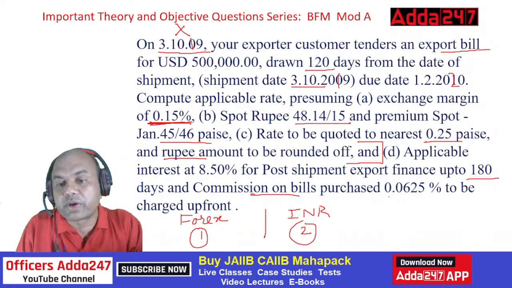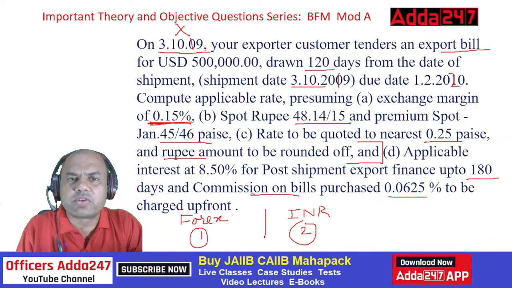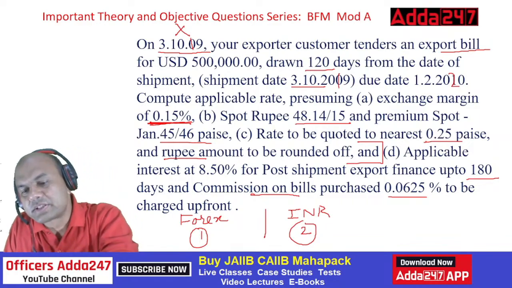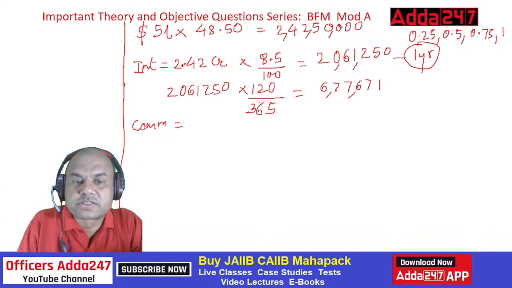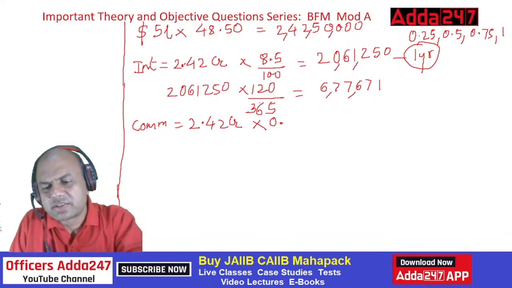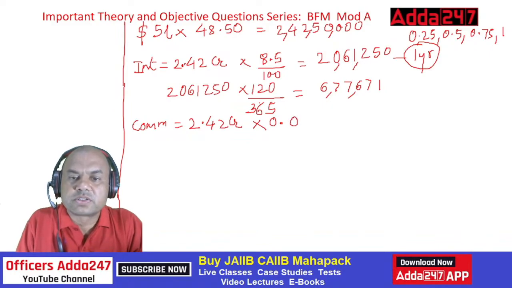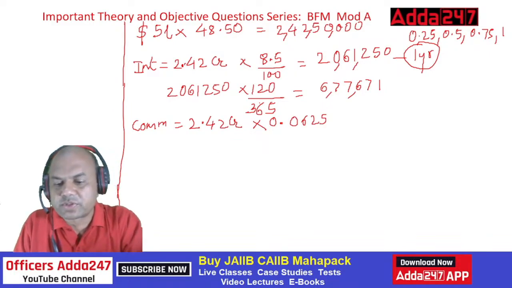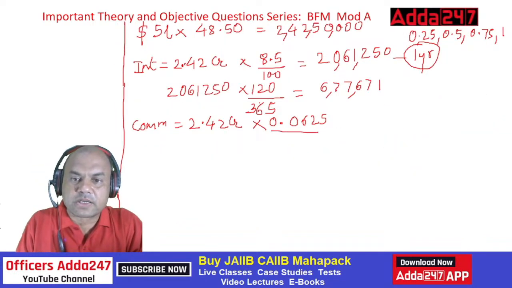Commission is given as what? 0.0625%. So this is to be charged upfront. This is nothing per annum, 120 days, nothing. It is flat. So commission will be 0.0625%. So let's write a commission also. Commission equals to this same amount again, 2.42 crores into 0.0625, right? This was the commission. 0.0625 upon 100%, means upon 100.